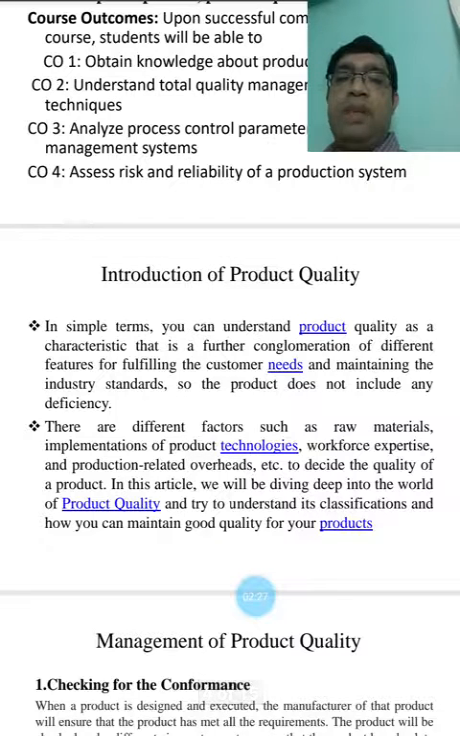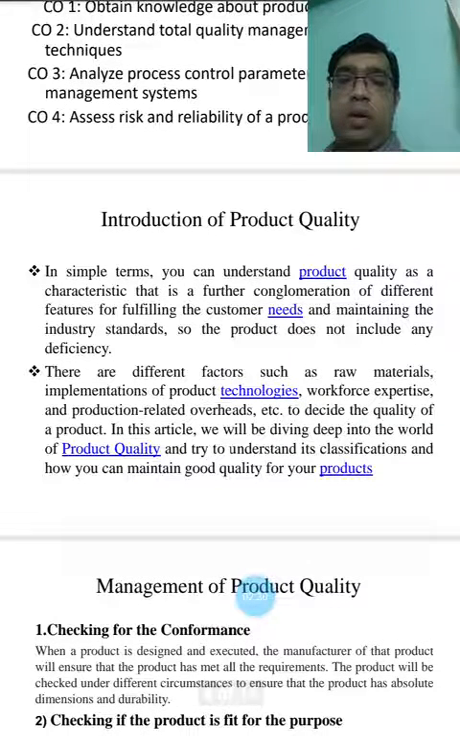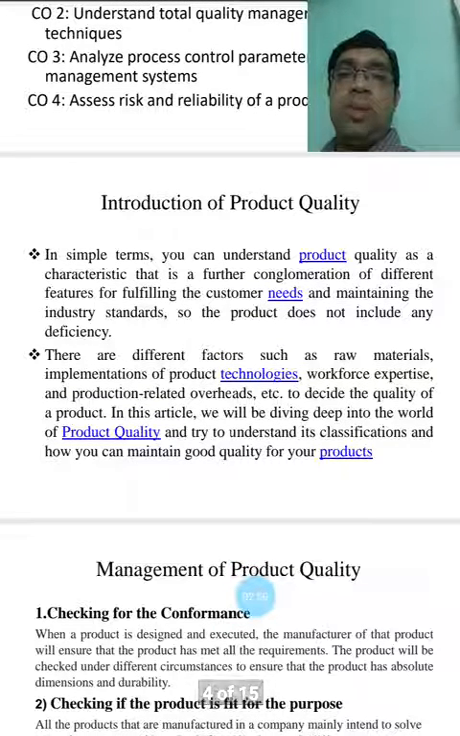In simple terms, you can understand product quality as a characteristic that is a conglomeration of different features for fulfilling the customer's needs and maintaining the industry standards, so the product does not include any deficiency. Your product is launched in a market, and it is competitive with other products of the same type, launched without deficiency. This is product quality.